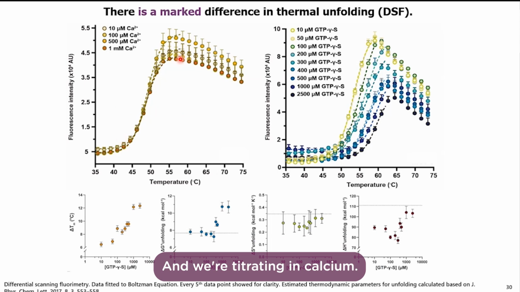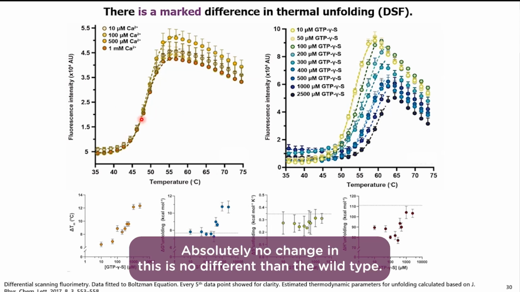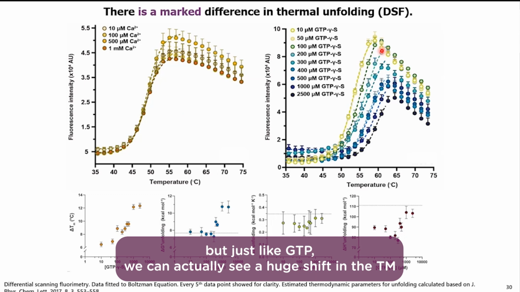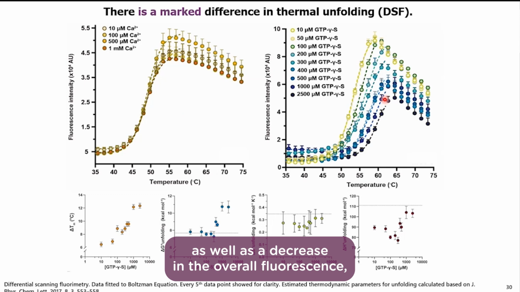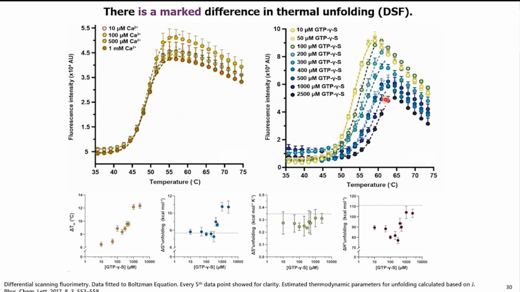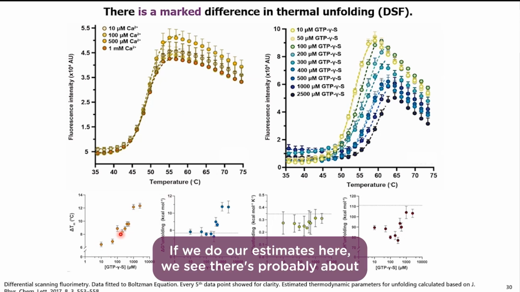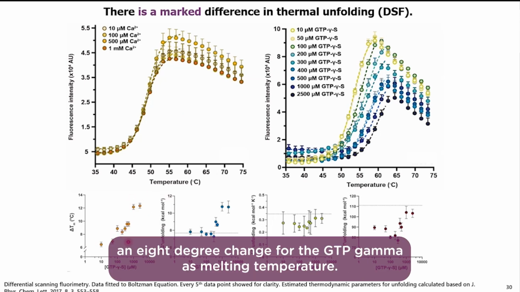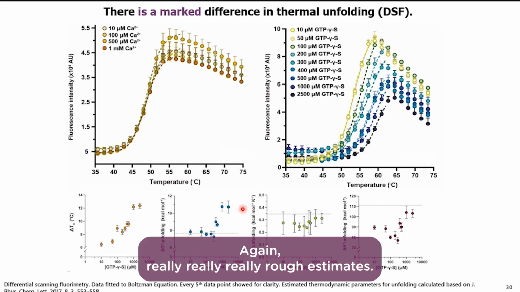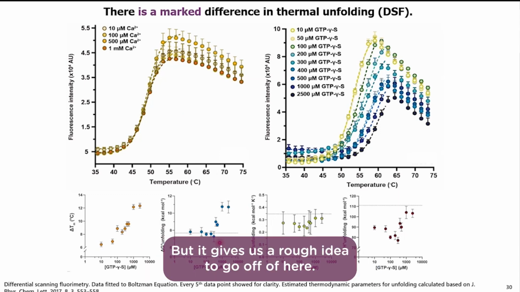As you can see, as we're titrating in calcium, absolutely no change, and this is no different than the wild type. When we start titrating in GTP gamma S, which we know from other studies is just like GTP, we can actually see a huge shift in the TM as well as a decrease in the overall fluorescence, which means something's going on that the Cipro isn't binding as much. If we do our estimates here, we see there's probably about an 8-degree change for the GTP gamma S melting temperature. So it increases, so it shifts to the right. Again, really, really rough estimates, but it gives us a rough idea to go off of.